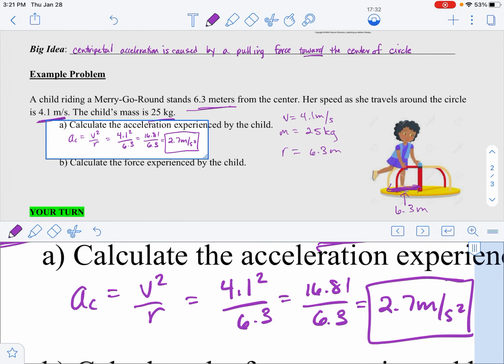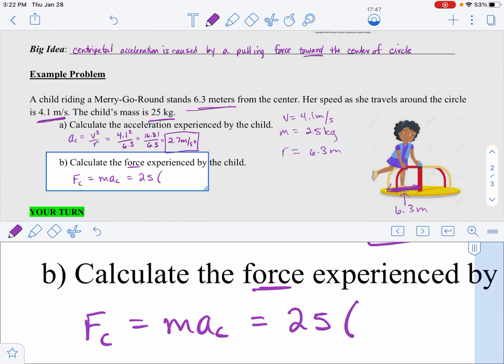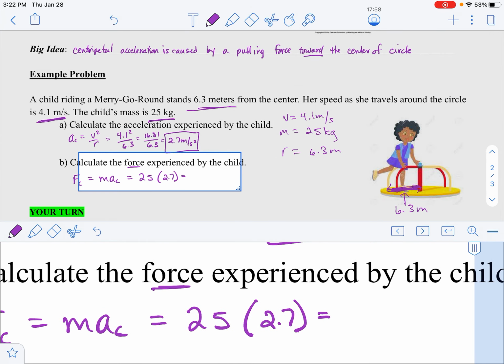That's the acceleration. Now it says find the force. Okay? Well, I know that my centripetal force is mass times centripetal acceleration. So I have 25 kilograms times my 2.7 meters per second squared. And I'm going to get 68. And these are newtons, right? Because it's a force.